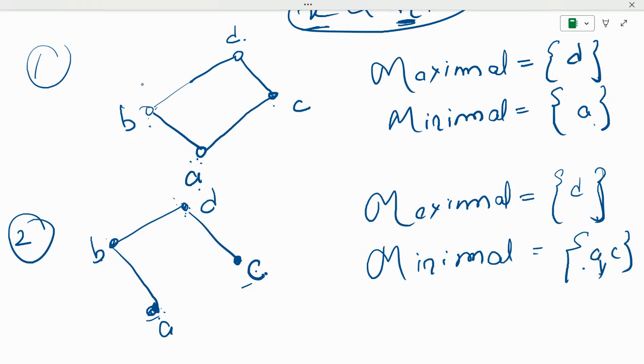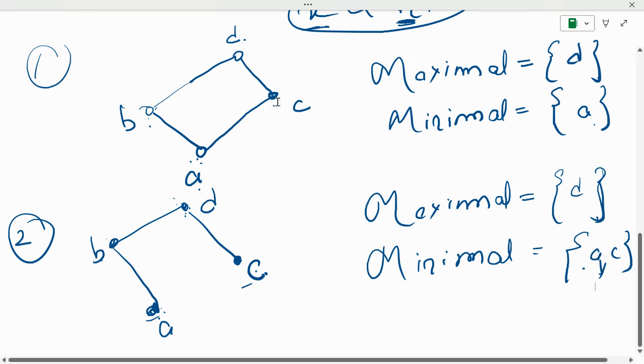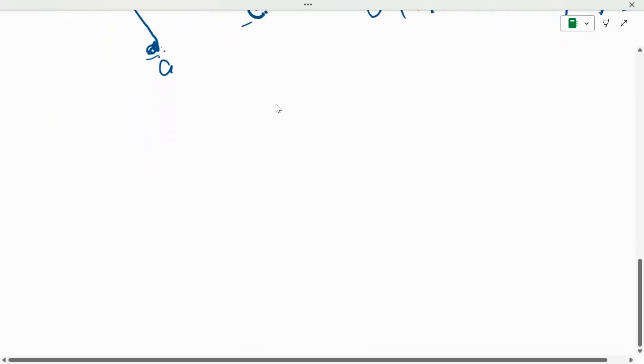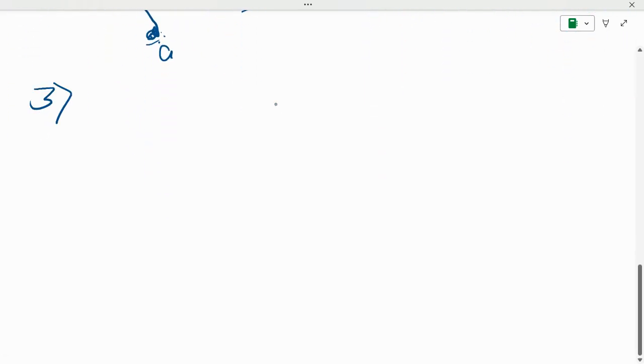I hope from these two examples you got a little bit of an idea. Let's see some more examples like this, where we have a set A, and division is defined on the set, and it is a poset.